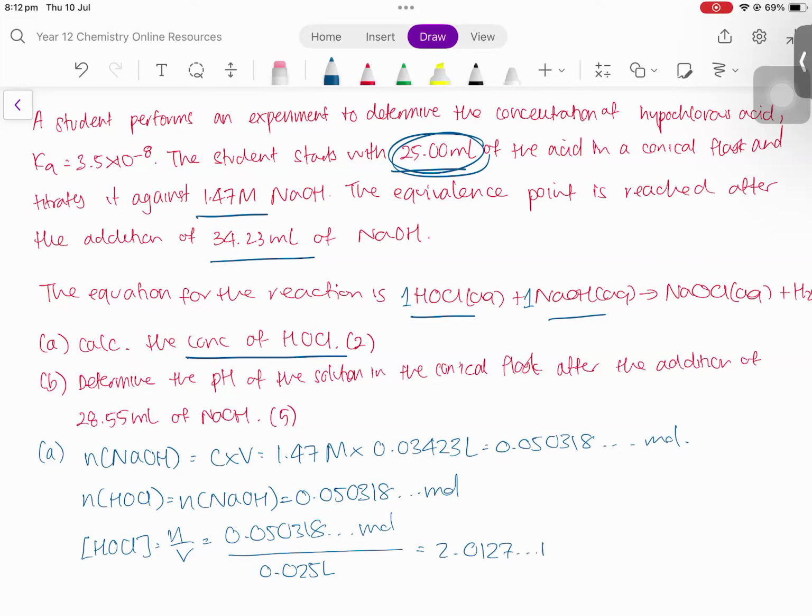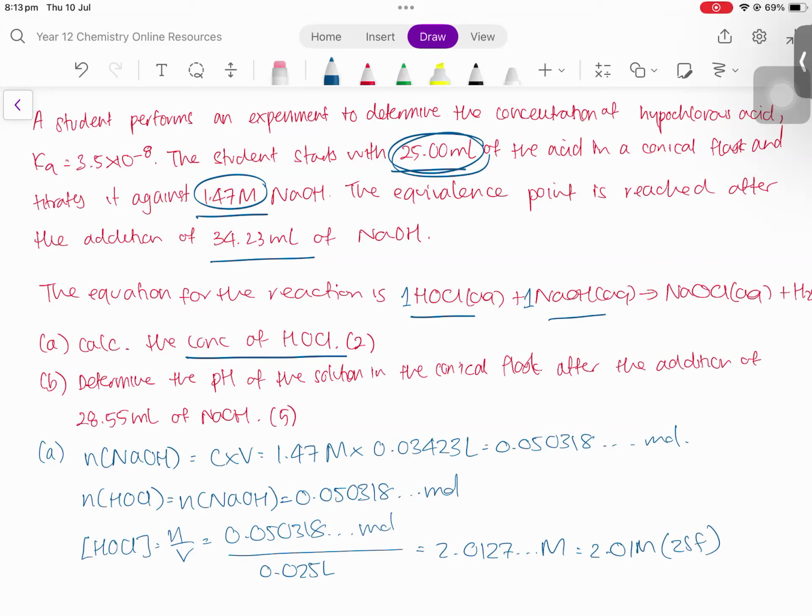2.0127 molar, and then the 25.00 mils is 4 sig figs. The 34.23 mils is 4 sig figs. The smallest sig fig you used is the 1.47 molar for the NaOH. So that's 3 sig figs. We round off to 2.01 molar if we want the full 2 marks.